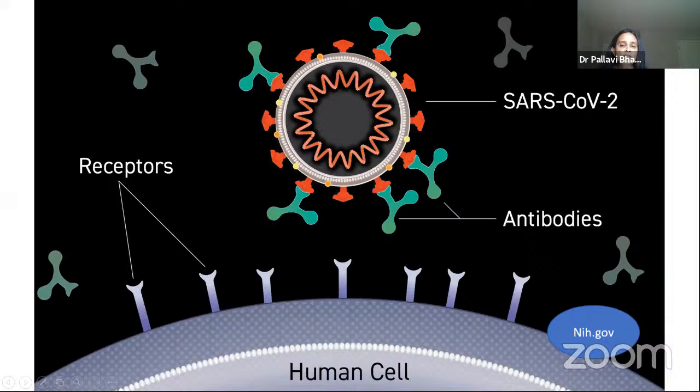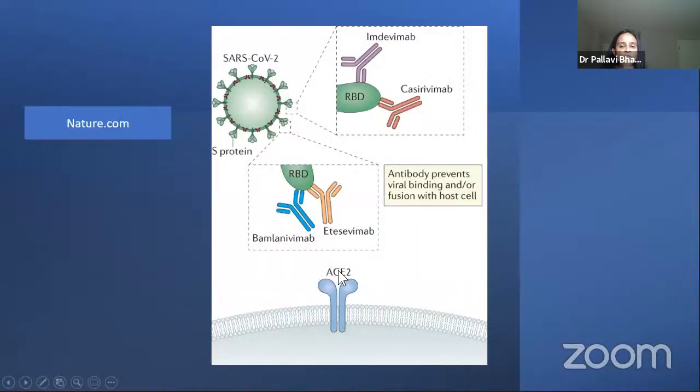So these monoclonal antibodies, the green thing would bind to the RBD and prevent the attachment of spike protein to the ACE2 receptors. And this is another cartoon which is showing the same thing, but with the specific monoclonal antibody combinations that we are talking about.